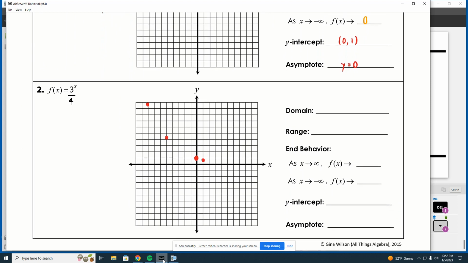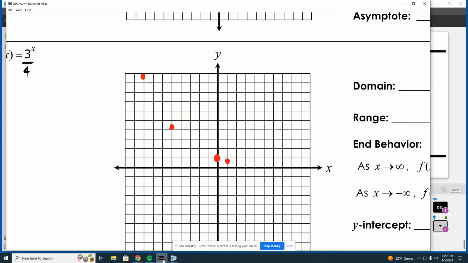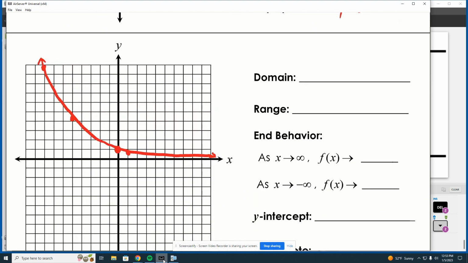Now, what do we know? I got to go through my points, but I cannot go below my asymptote. This thing did not have any shift, so we know that that asymptote is the x-axis. Whoops, bad drawing. So I'm going to draw it just like that. Whoa, too far. Perfect. So once again, easy.